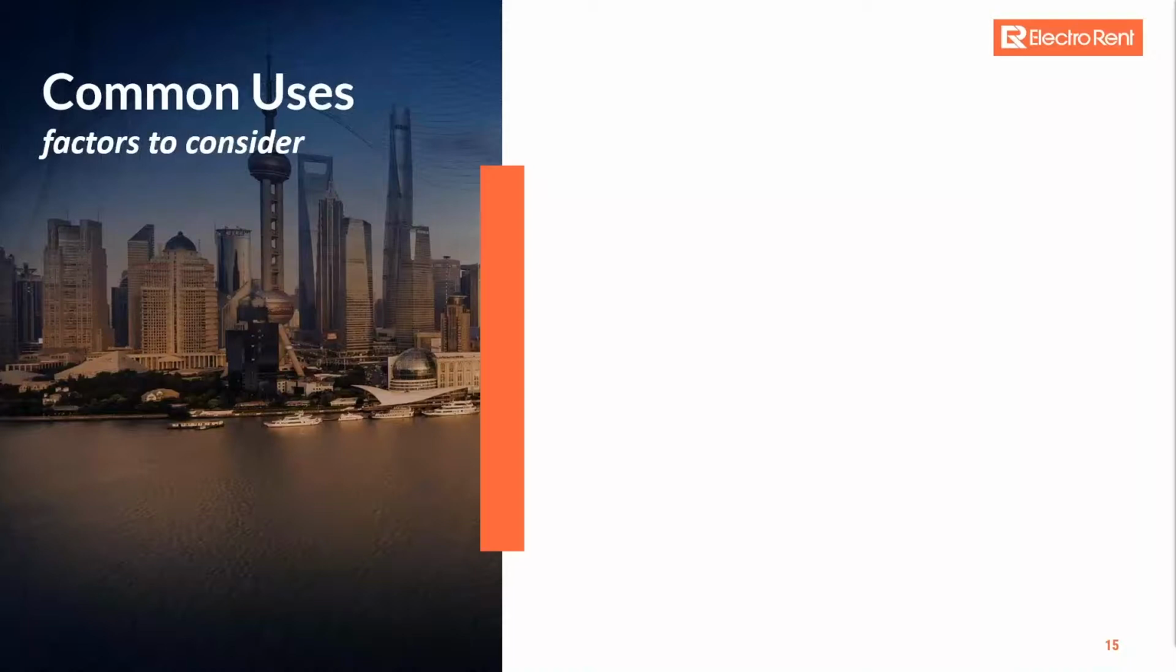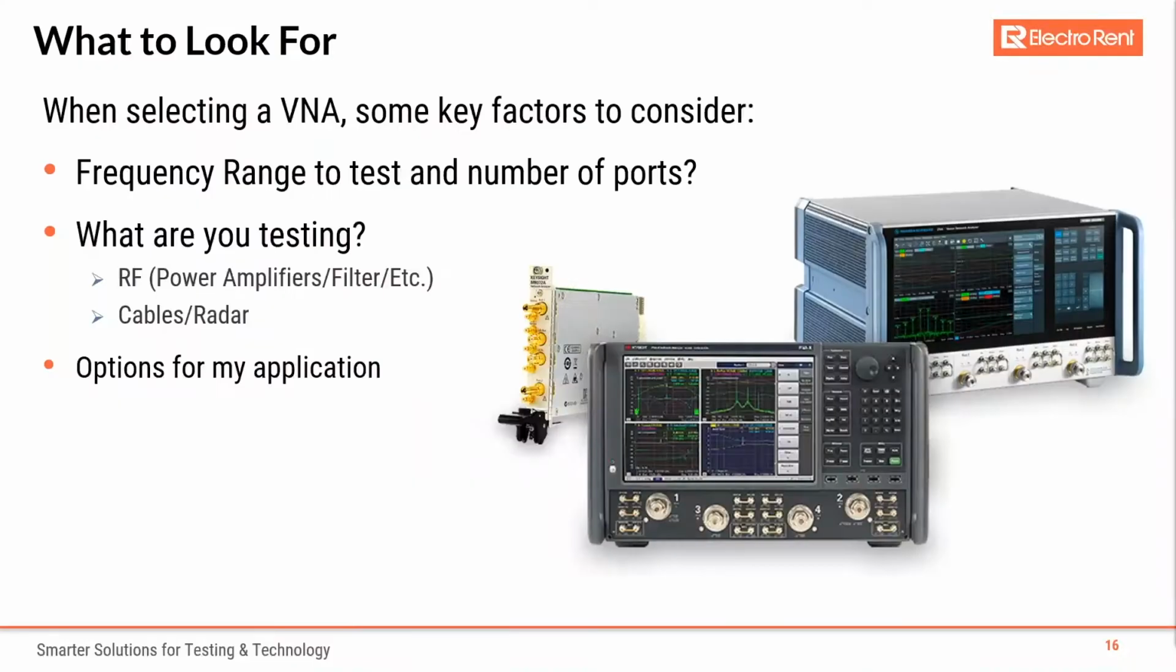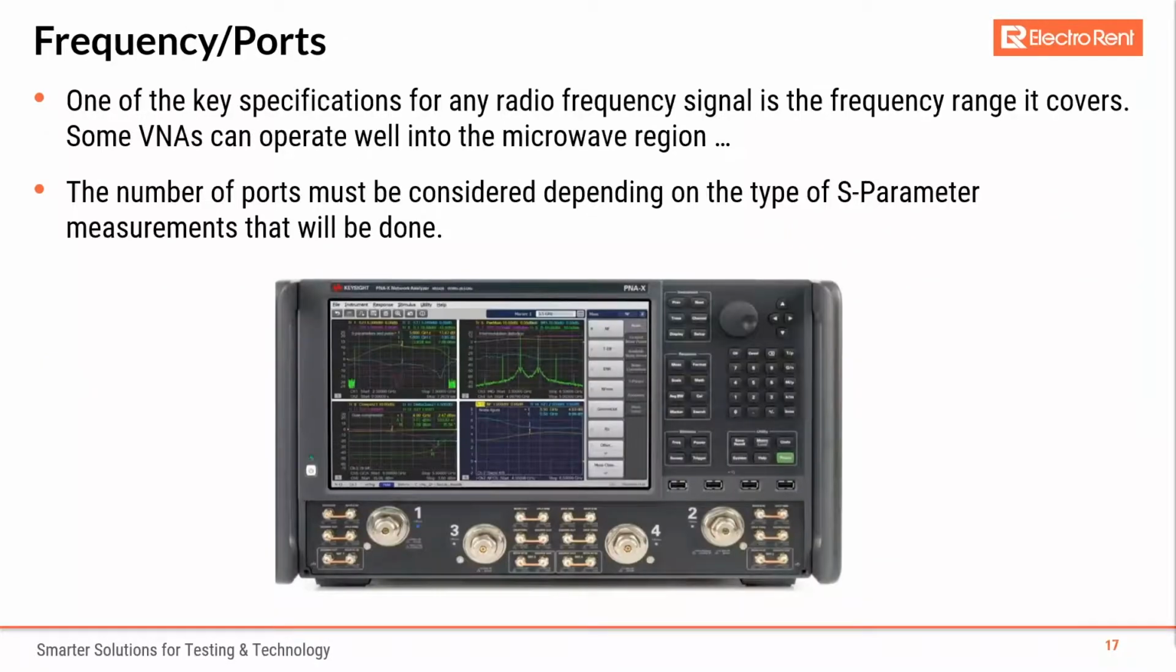Okay. So what are some of the common uses and factors to consider when selecting a VNA? Frequency range and your number of test ports. What are you testing? Are you testing something RF related, such as power amplifiers, filters, or something else? Cables, radar, and what types of options are available for today's units? Frequency range, number of ports needed for tests, and power level requirements are also factors to consider. Your port configuration can vary depending on the frequency range.